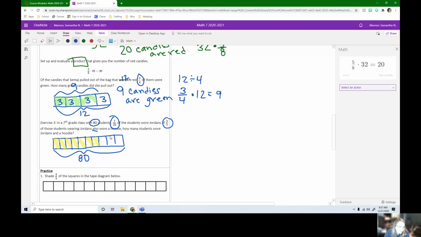So let's look at this. I need to split 80 into tenths. So 80 divided by 10, we're going to get 8 in each box. So I'm going to fill it in. So we have 8 in each box. That means these ones are the ones that wore Jordans, the 7/10 of them. So 8 times 7, 56 students wore Jordans. So maybe make a mental note over here. So they just had Jordans that we know of.